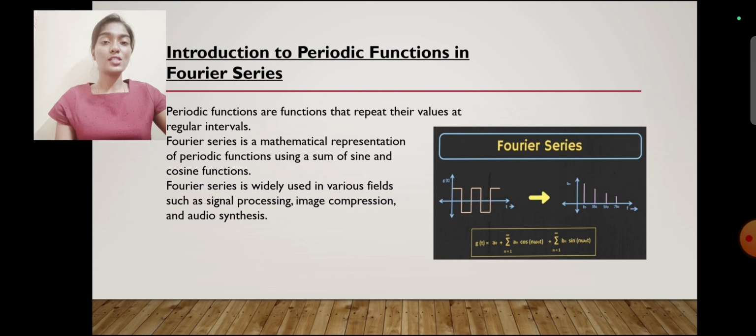The formula for the Fourier series is given as g of t equal to a naught plus summation n equal to 1 to infinity a n cos n omega naught into x plus summation n equal to 1 to infinity b n sin n omega naught into x. Let's move forward to the next slide.